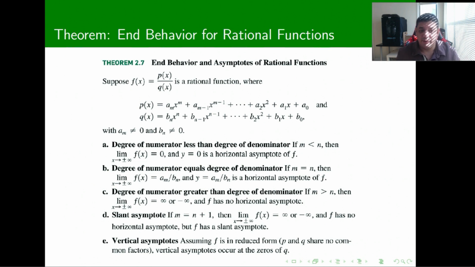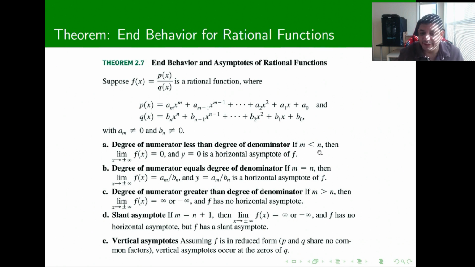If we have P and Q being polynomials in a rational function, then what we're going to check is the degree of the polynomial. Remember that the degree of the polynomial is the highest power possible. So in this case, for example, P of x has power m as the maximum degree, and Q has degree n as the maximum degree. So we want to check who's bigger. P is on the top, Q is on the bottom.